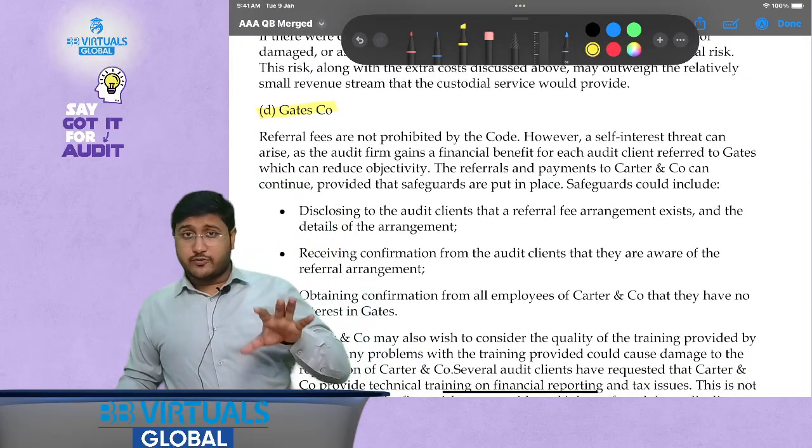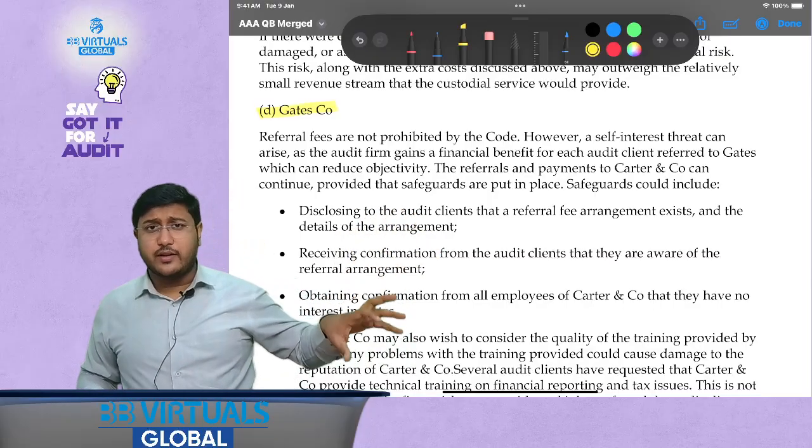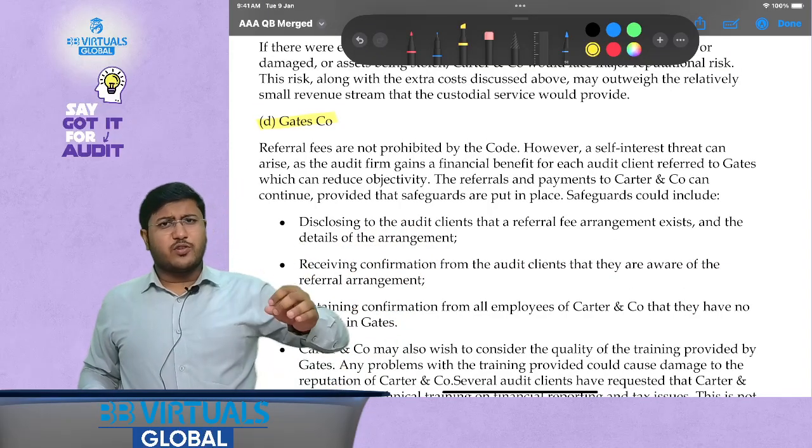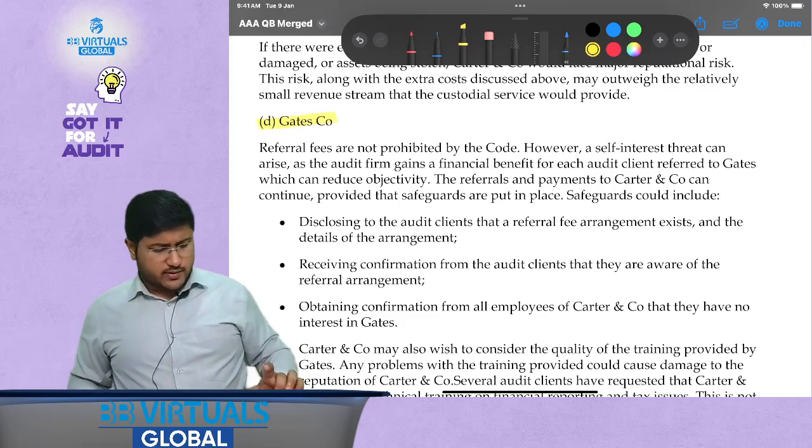Now, Gates Company. Okay, this is about the referral fees. The question was missing due to some error. I'll check it and we'll correct it also. But Gates Company, this was about the referral fees. You can also see it from the ACCA study hub.